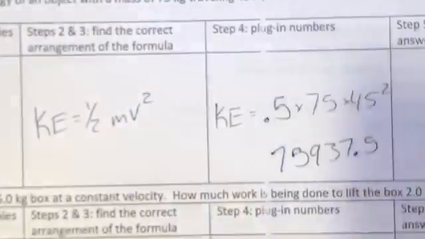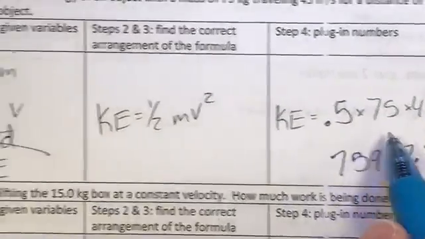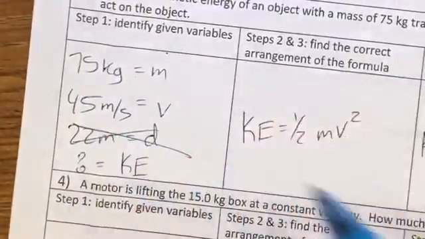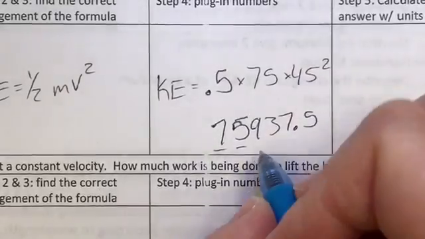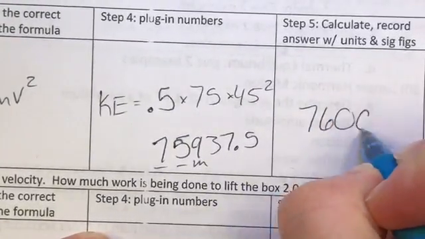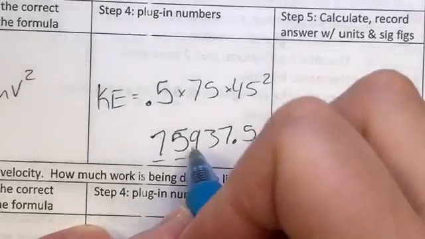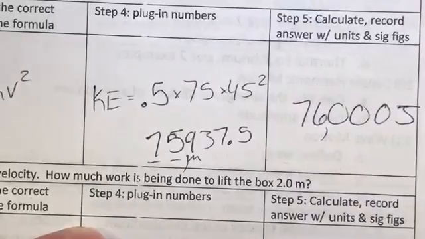75937.5. Okay. So significant figures, we've got 2 significant figures in our original measurements. So it's 2 significant figures in our answer. The 7 and the 5, the 9 is going to round that 5 up to 6. So 76000. All right, 76,000 joules for kinetic energy.